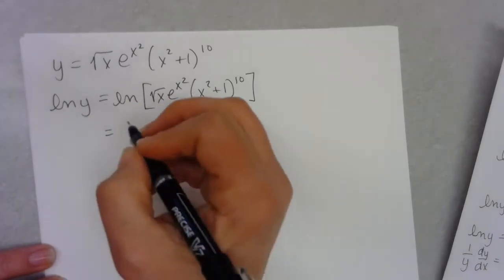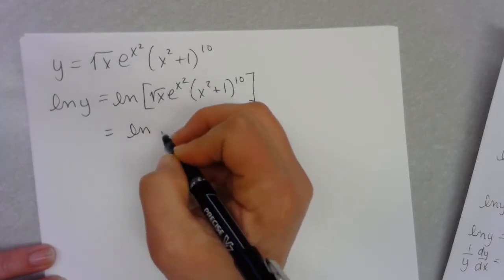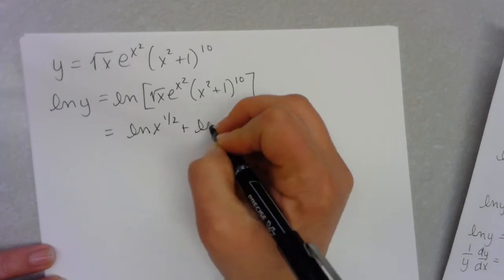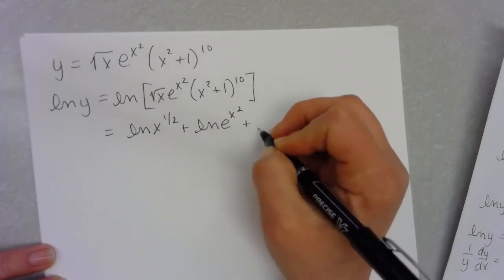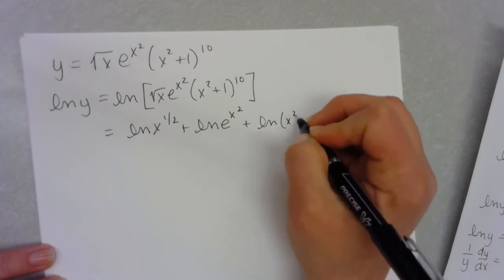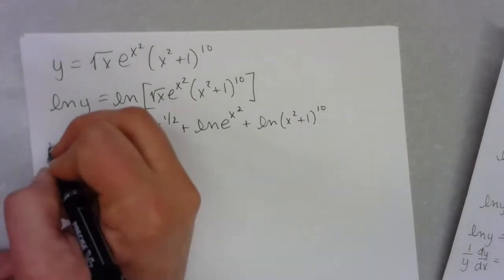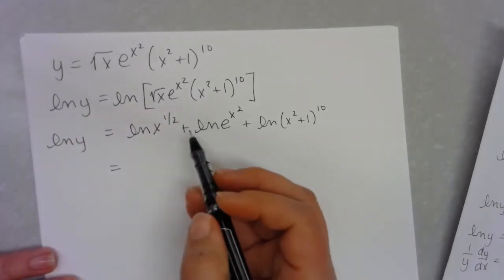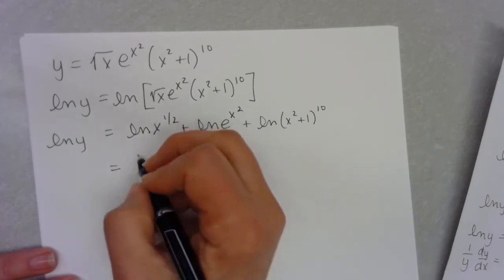I'm just going to leave ln y for a second. This is the natural log of, I'm going to change the square root to x to the 1/2, and then this is plus the natural log of e to the x squared, plus the natural log of x squared plus 1 to the 10th. All right, so ln y is still over here. I'm going to pull down my exponents here. So that means I have 1/2 times the natural log of x.